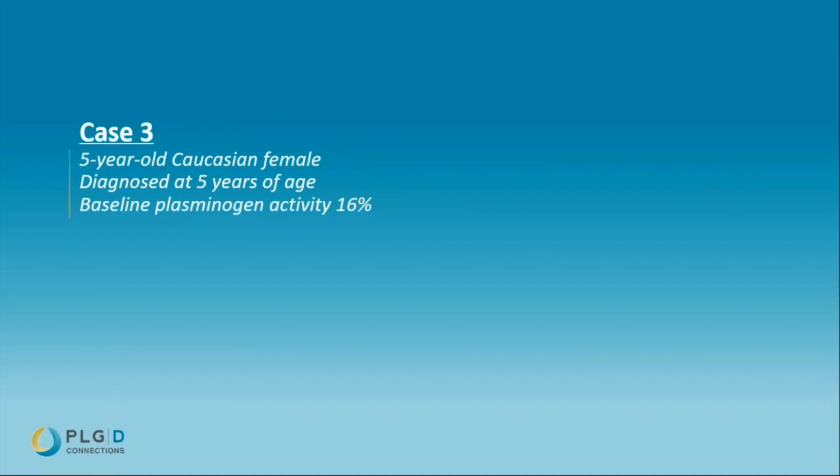The third patient is a 5-year-old Caucasian female diagnosed at 5 years of age with a baseline plasminogen activity of 16%.